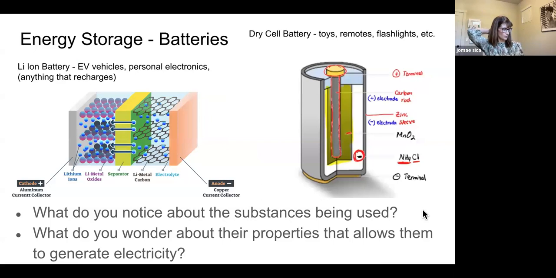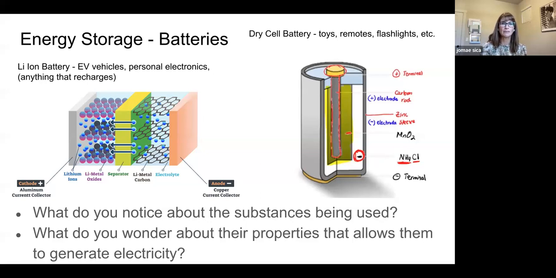Okay, that brings us to batteries. So we've been talking a lot about how energy is created or how it's generated, but we haven't really talked much about how batteries or how energy can be stored. And so we're going to take a moment to look at a couple of different batteries here.